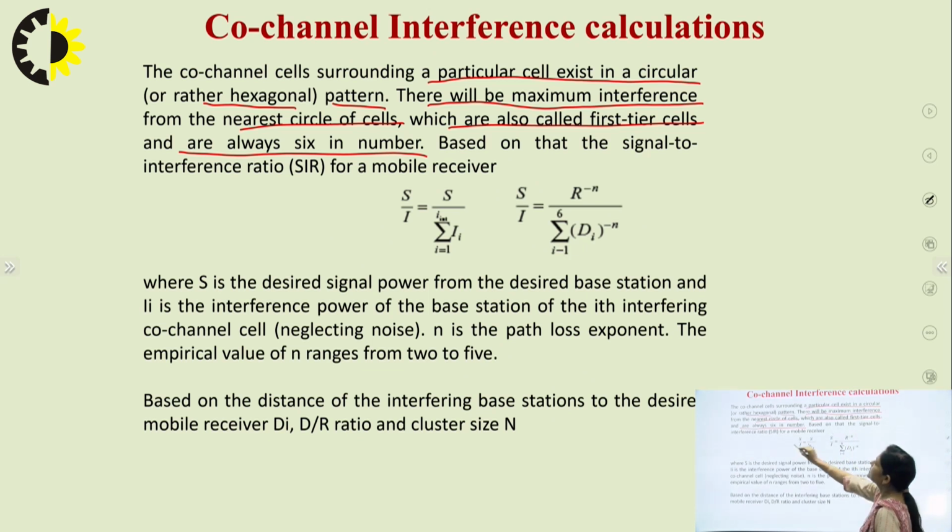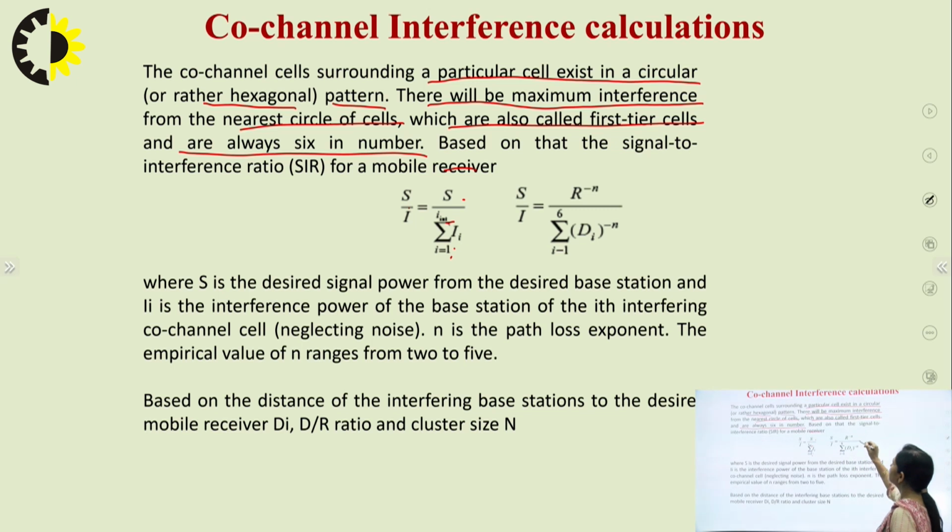Based on that, signal to interference ratio for a mobile receiver is given as S by I, signal to interference. Now the interference is caused by different co-channel cells. Here we are considering those cells as 6 in number. So you can say that i will go from 1 to 6, and the interference caused by these 6 cells will be added together, and that will give the ratio of signal to noise.